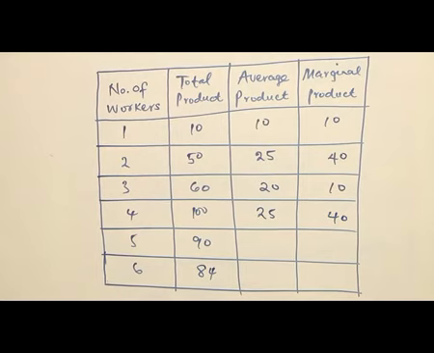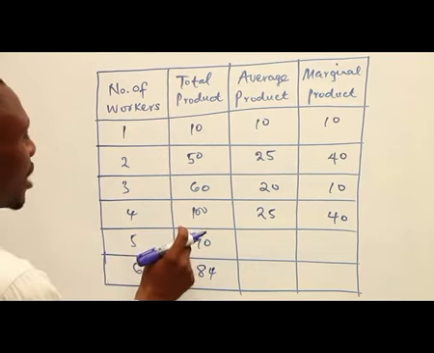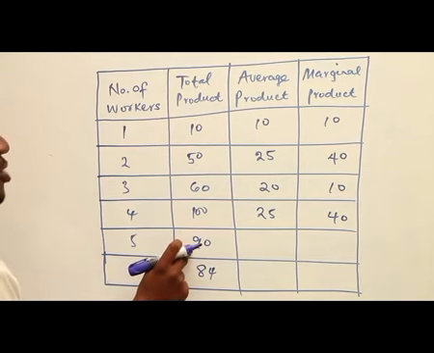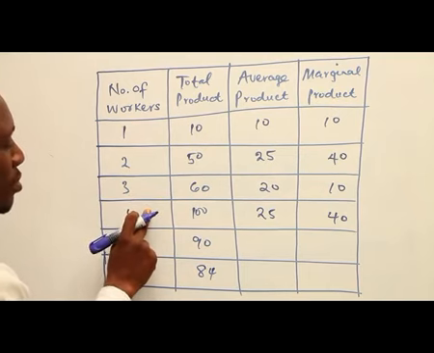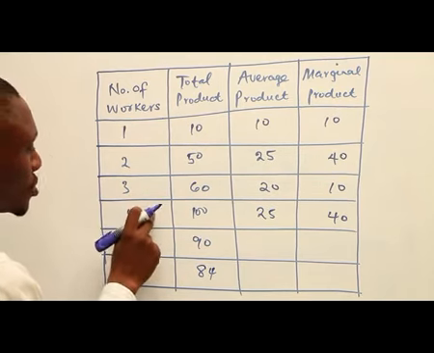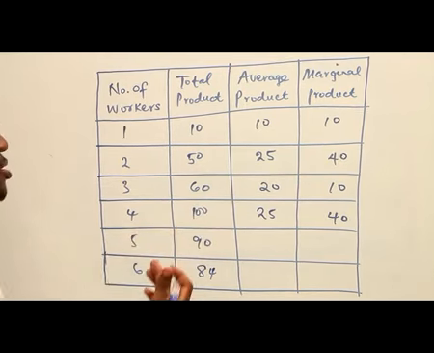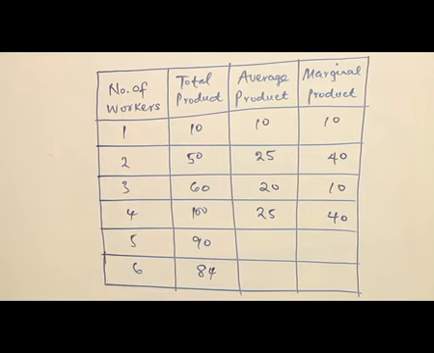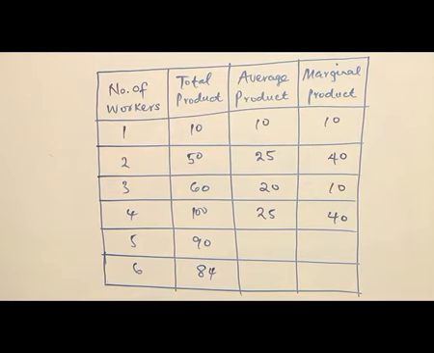Now, when we have the 5th worker, what happened? When we employ the 5th worker, the total product happens to be 90. What is going on here? You observe that when 4 workers were used towards a particular production, 100 units were produced. But now that there are 5, you'll be expecting the total product to increase. But we have a decrease in the total product for one reason or the other. But we cannot explain it here until we get to the next level.